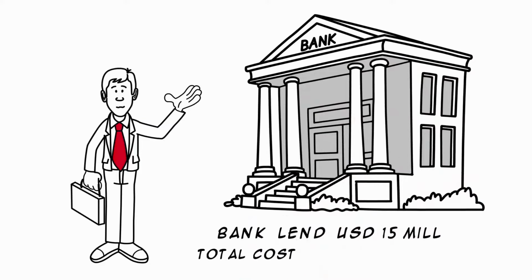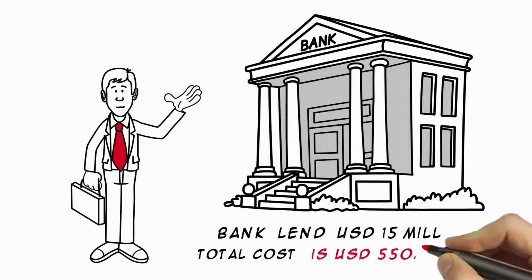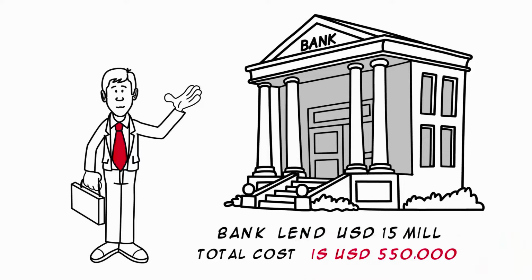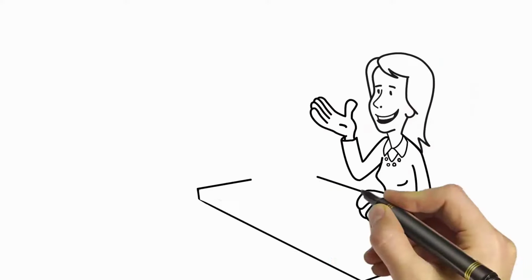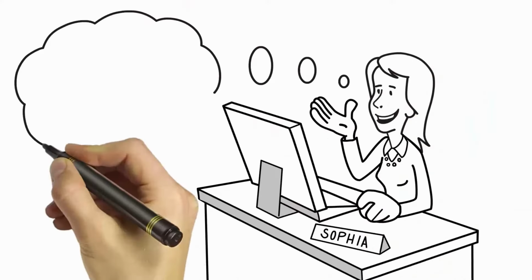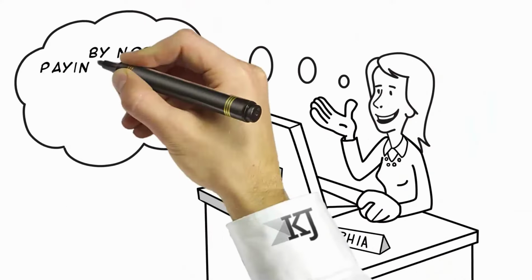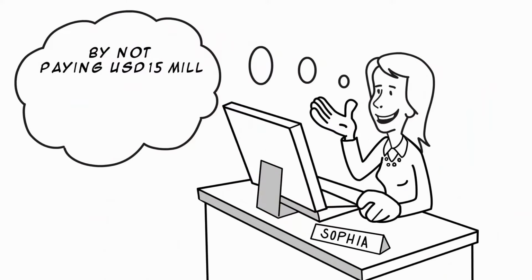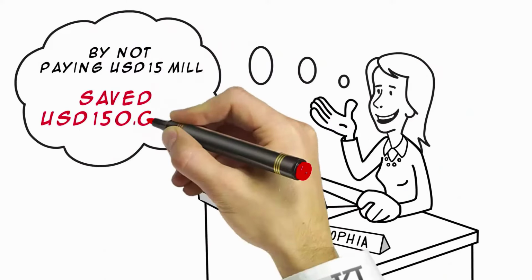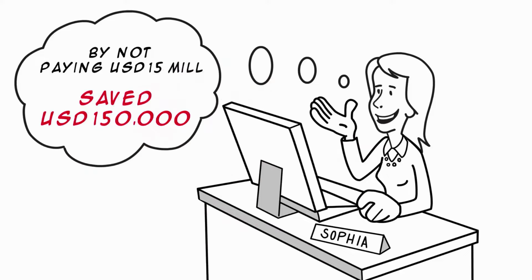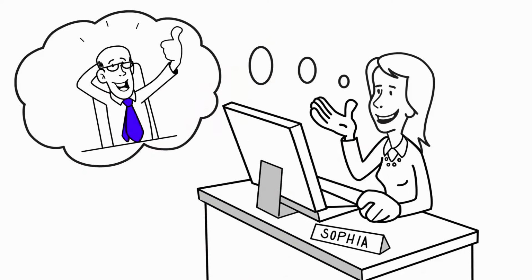The total cost for Mark's company lending the money from the bank is $550,000. Sophia is sitting in her office thinking, what a great agreement I've got. By not paying $15 million up front, I saved my company $150,000. Even though we are good on cash, it's still a project saving. My boss is going to be happy.